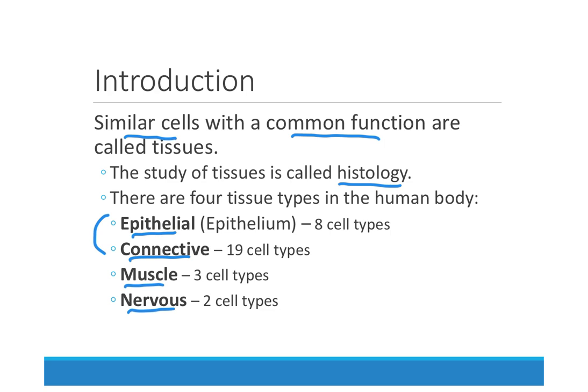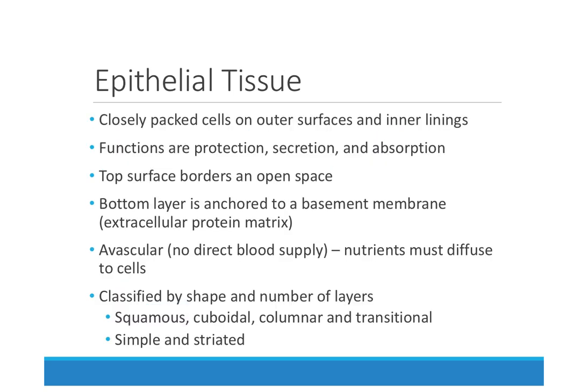up the rest. So epithelial tissue are closely packed cells on outer surfaces and inner linings. Their function is to provide protection for the human body, to secrete substances because it's epithelial cells that make up our glands, and to absorb substances into the human body.